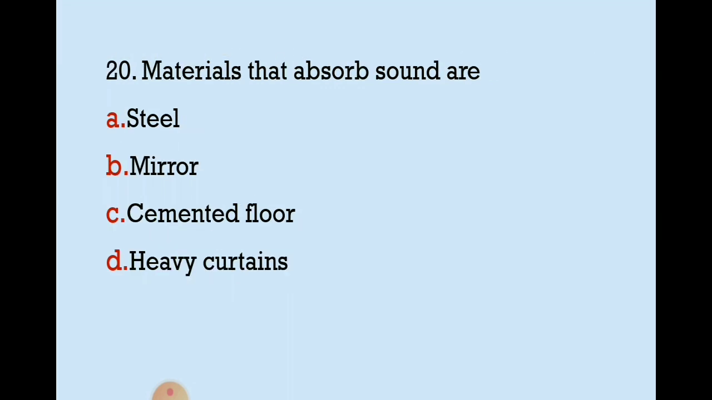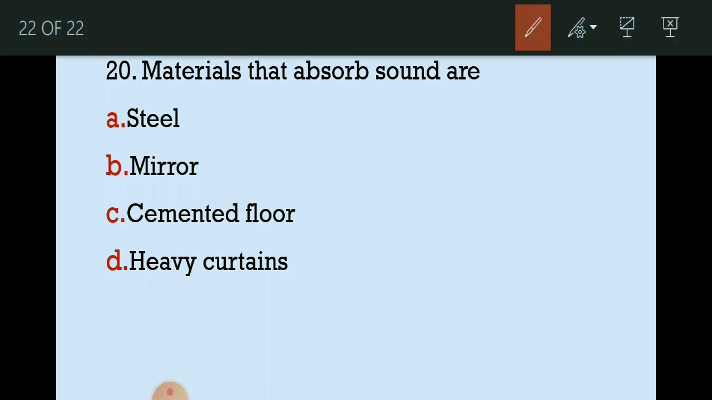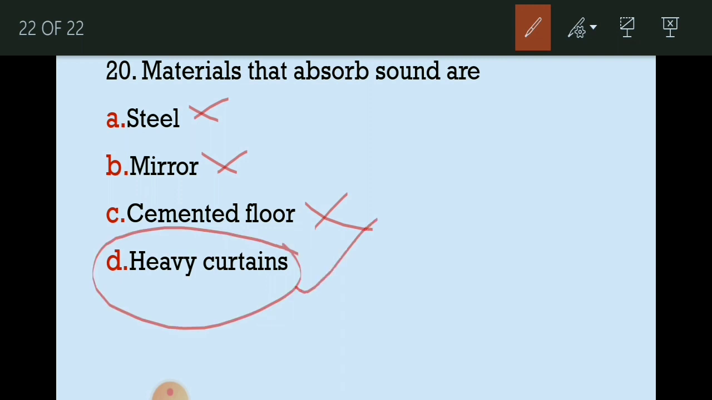Now let's go to the next question, that is, materials that absorb sound are. Now the previous question was about the reflection of sound. Now we will discuss the absorption of sound. Now steel is a good reflector, so this is not the correct option. Mirror also, cemented floor also, these are not the correct options. The correct option will be heavy curtains. So heavy curtains actually absorb the sound.